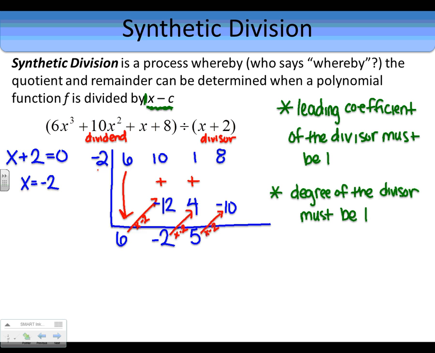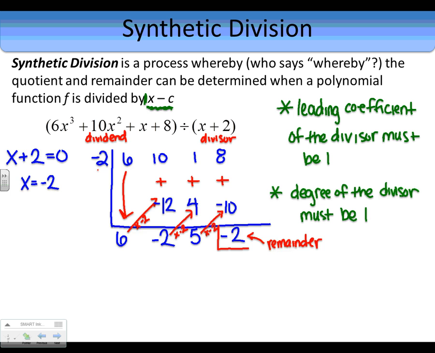The 8 and the negative 10 are now lined up, so I add those together, and I get negative 2. All right, so what these numbers at the bottom mean, these are now the coefficients of your quotient, and the last number is always your remainder.